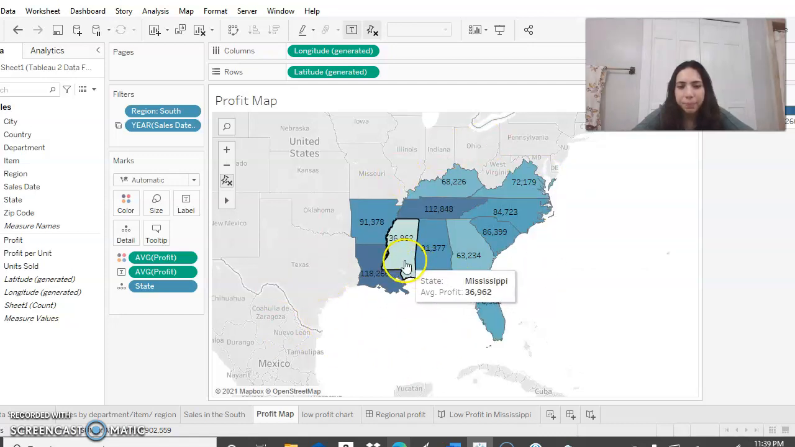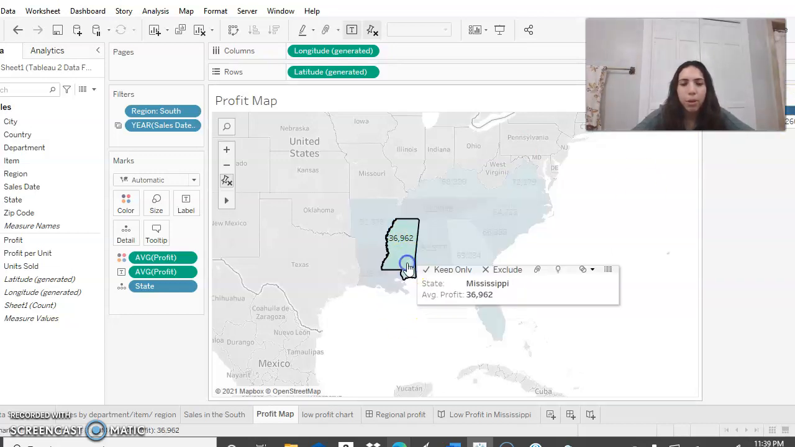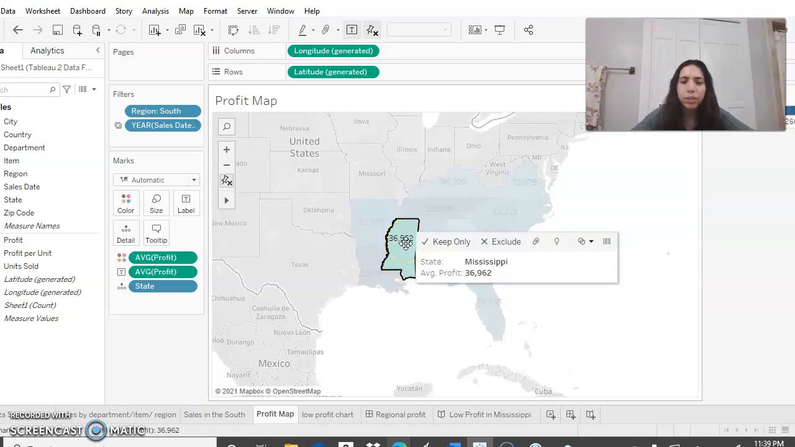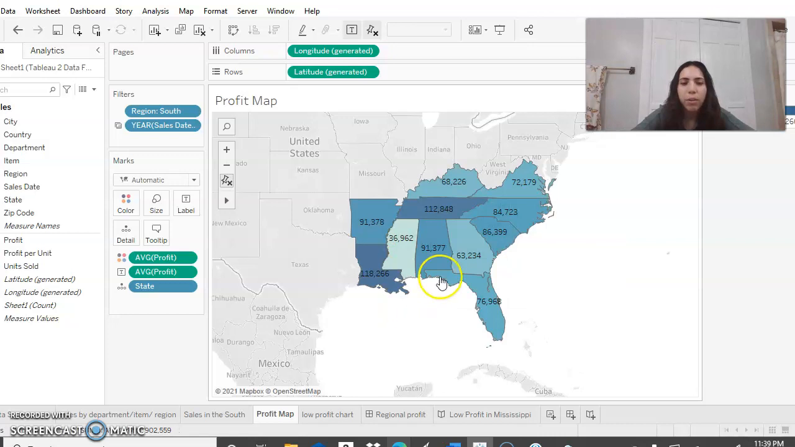From here you can see the color range from the lowest to highest, the lightest being the lowest amount of average profit, while the darker the color goes, the higher the profit is. So the lowest amount of profit is the state of Mississippi with only 36,962 as our average profit. Second would have to be Georgia, and third Florida, and you can go on from there.